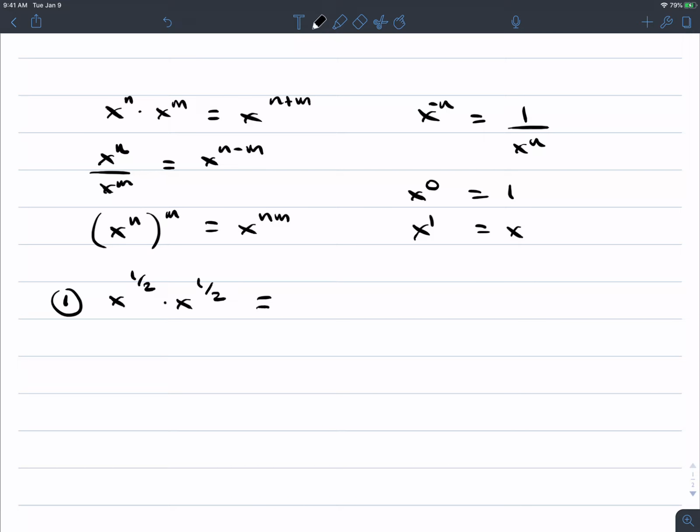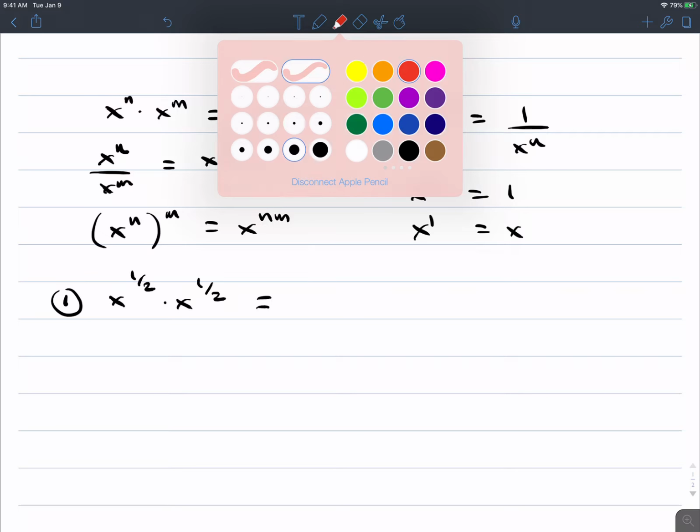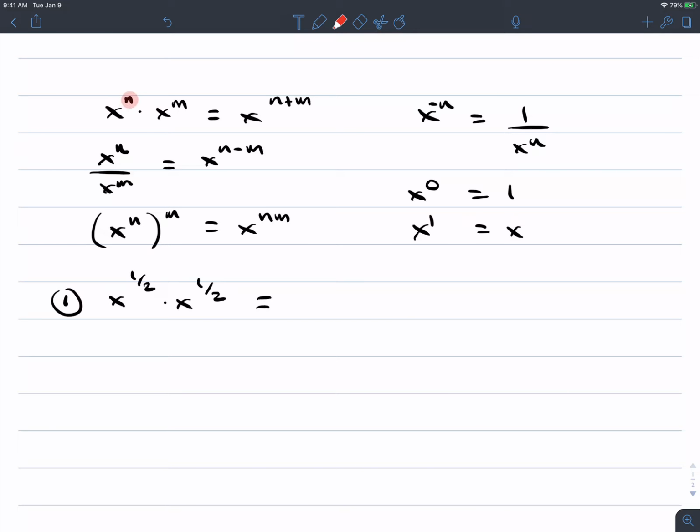x to the 1/2. Okay, so if we remember that when we multiply exponentials with the same base and they have different or possibly the same powers, you keep the base and you do what? You add your powers. So in this case, you're going to have x to the 1/2 plus 1/2.